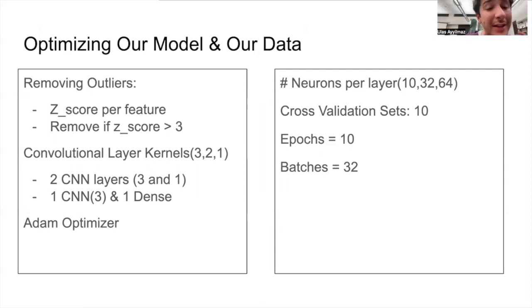So we used various techniques to optimize both our model as well as our data after we had our models going. One thing that we used definitely was removing outliers. We used Z-score. Z-score is essentially how many standard deviations each feature value is away from the mean. We removed all of the data entries that were more than 3 standard deviations away from the mean. And we experimented with different convolutional layer kernels, 3 to 1.